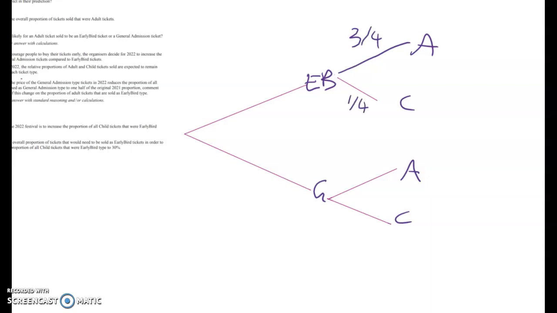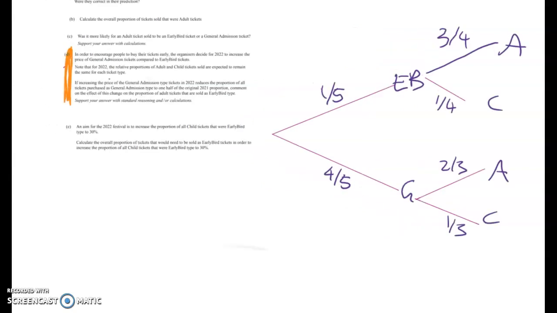The other thing that's worth doing is just putting down the tree diagram for what we had before. Remember, we've got two kinds of ticket type: early bird and general admission, and then we've got adult and child for each of those. The adult and child numbers depend on whether it was early bird or general admission. So 3/4, 1/4, and then 2/3, 1/3. The general admission tickets were much more common to start with. We had 4/5 of tickets sold as general admission and only 1/5 as early bird. And that's what part D is all about.